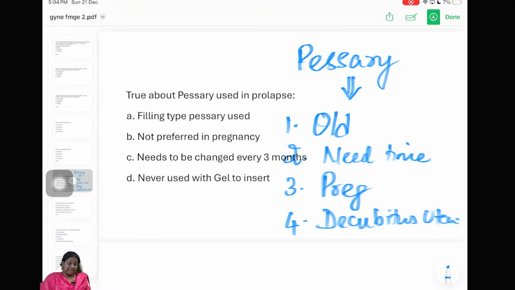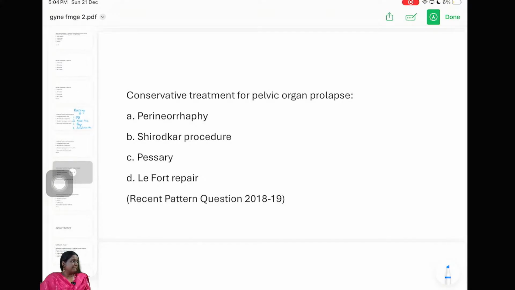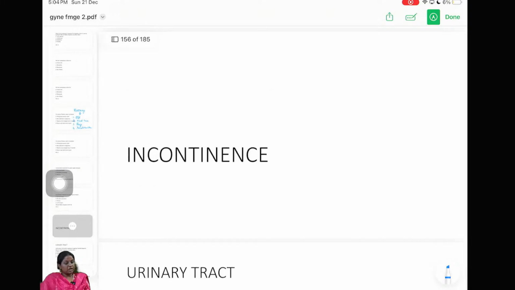Oh, you confused it with uterine inversion. Okay. Conservative management of pelvic organ prolapse: pessary. Yes. Okay, good. Now moving on to the urological part.